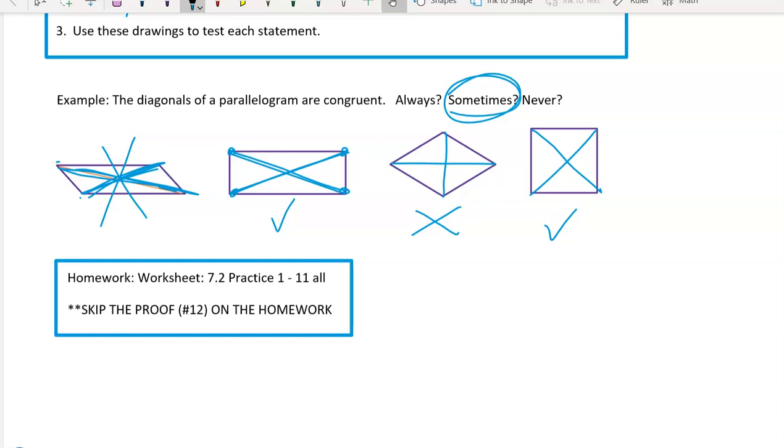All right, that's all. Your homework is worksheet 7.2, practice 1 through 11. Notice I'm taking off the proof, which is number 12. Most of you, I gave you this worksheet right before you left. If you didn't get a copy of it, you can print it off on campus. It's part of the assignment. All right, good luck. Let me know if you need help.